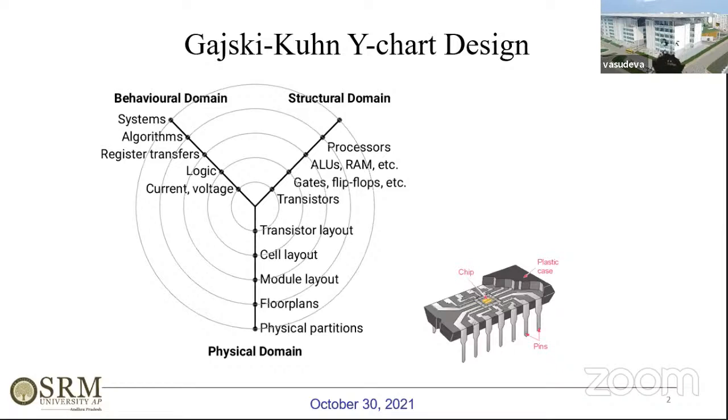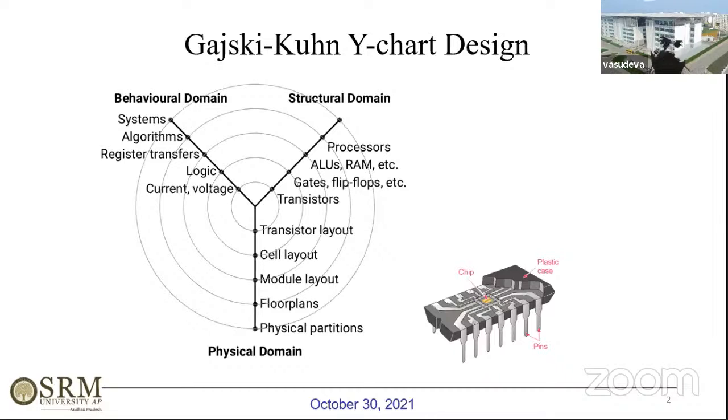Basically, the Y chart has three domains. One is the behavioral domain, another is the structural domain, and the last is the physical domain. The behavioral domain targets the characteristics of the ICs, the structural domain targets the structural detail components in the IC, and the physical domain targets the layout and fabrication of CMOS circuits.